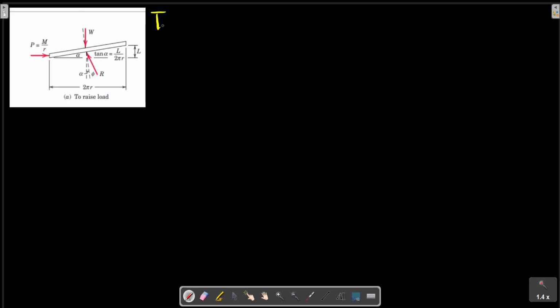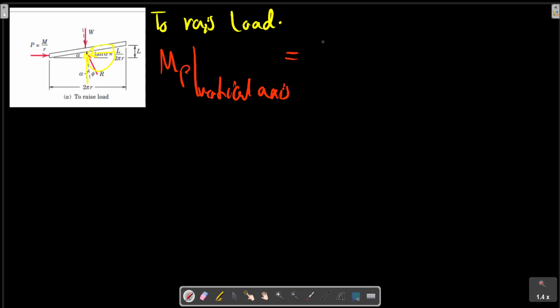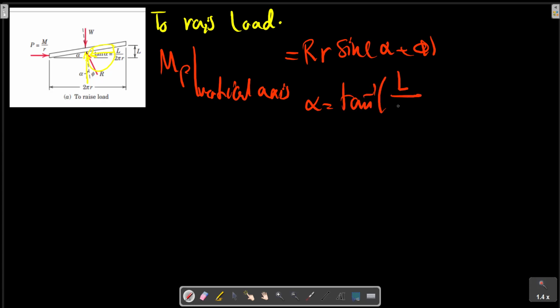To raise the load, the moment of R about the vertical axis with this component is R multiplied by sine of alpha plus phi, where alpha is the tangent inverse of L over 2 pi R.